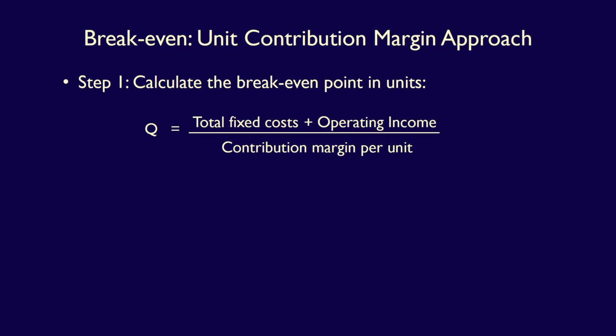The formula for this approach is as follows. Q, meaning quantity in units, is equal to total fixed costs plus operating income, all divided by the contribution margin per unit. Recall from our past video that if we are calculating the break-even point, the operating income is set to 0. So, using David Inc.'s information, Q is equal to total fixed costs of $430,000 plus operating income of 0, all divided by $370, the contribution margin per unit.